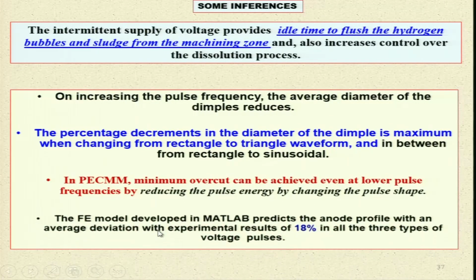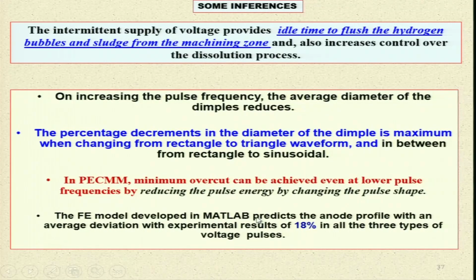The finite element model developed in MATLAB predicts the anode profile with an average deviation from experimental results of 18% in all the three types of the voltage pulses. I have already mentioned that if it is more than 10% or so, then it needs further improvement in the model. So, it is reasonably high as long as 18% is concerned.